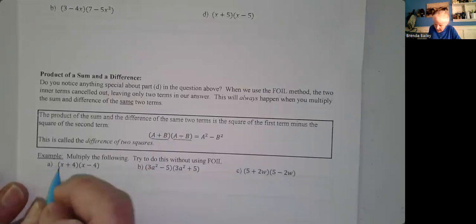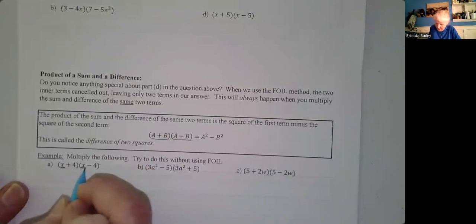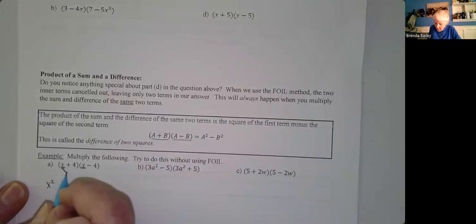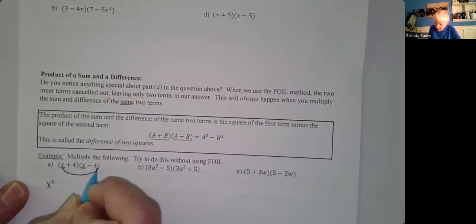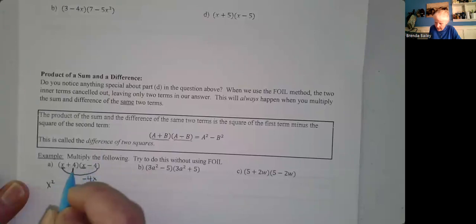Okay, if we take x, let's use our FOIL. The first times the first, we get x squared. When we take the outside, we get a minus 4x. When we multiply the inside numbers, the inside is a positive 4x.